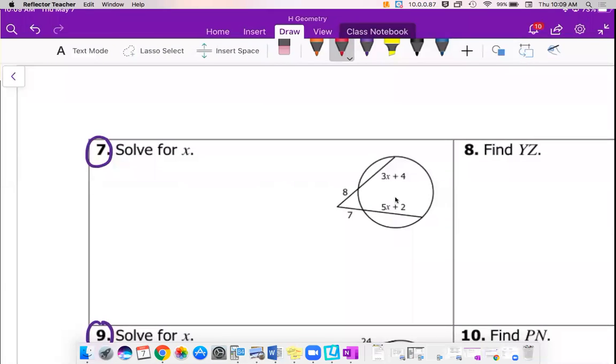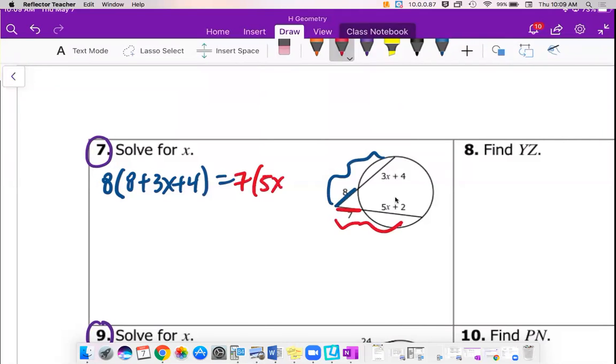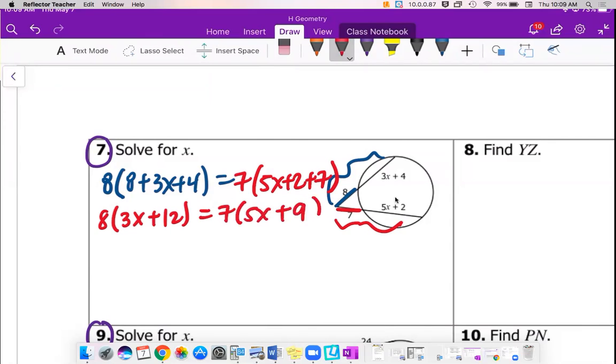Okay, this one is the same thing, it's just a little bit more algebra. So you do 8 times the whole thing. So 8 times 8 plus 3x plus 4 is going to equal 7 times the whole thing. So 5x plus 2 plus 7. Okay, let's start by combining like terms. So I'm going to start by writing this as 8 times, I'm going to add the 8 and the 4 inside of there. So 3x plus 12 is equal to 7 times 5x plus, and then if I add the 7 and the 2, that's 9.